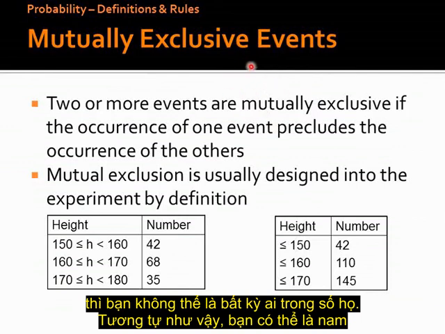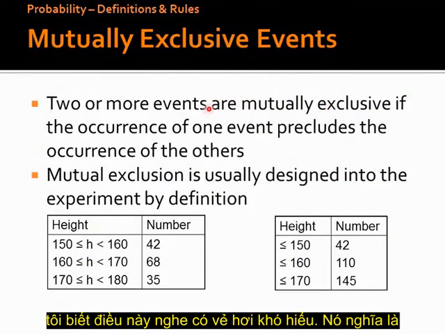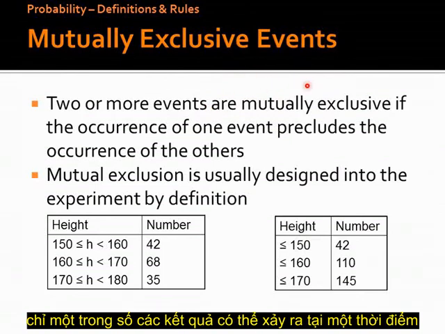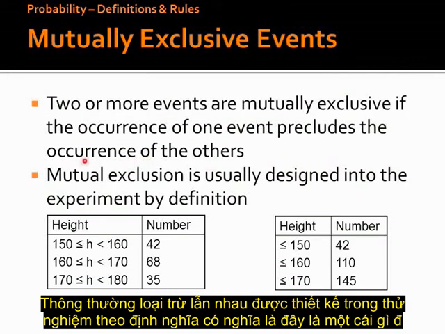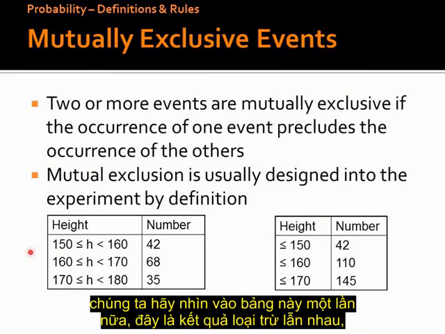Similarly, you can be male, but you cannot be female at the same time that you're male. Or you can be female, but you cannot be male at the same time. Okay, I know this sounds a bit confusing. It just means only one of the outcomes can occur at any one time. Now, usually, mutual exclusion is designed into an experiment by definition, meaning this is something that's built in. So for example, let's look at this table again. These are mutually exclusive outcomes.